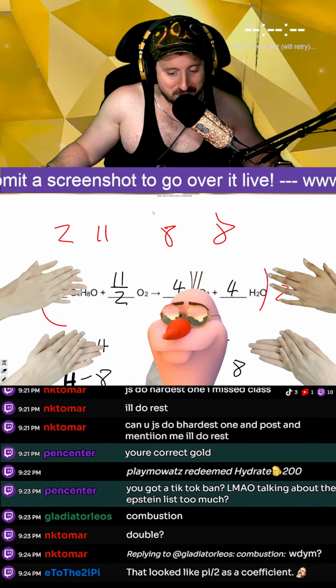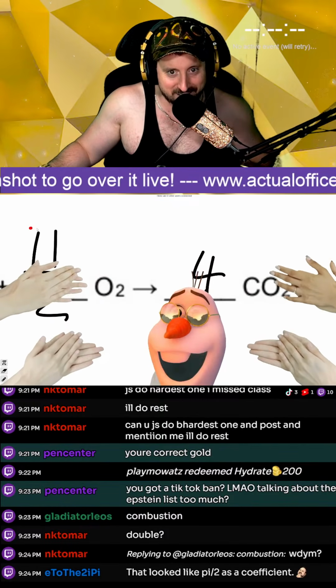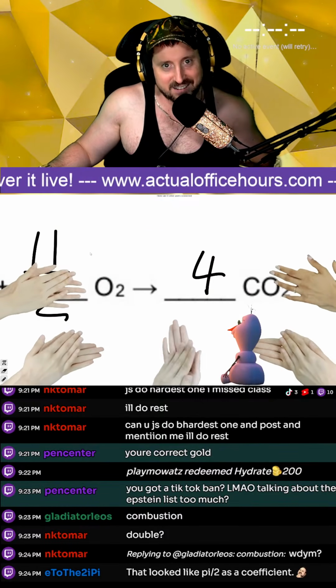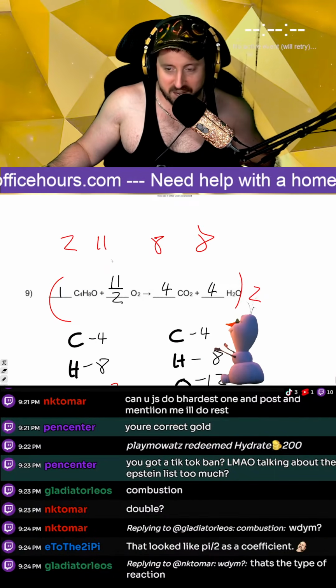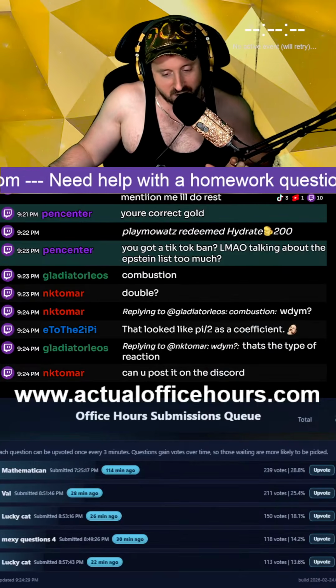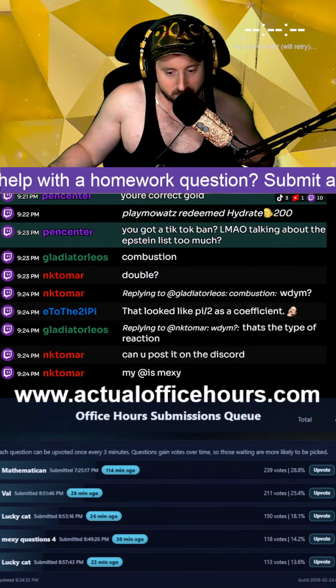Does that look like a pi over 2 coefficient? Yeah, it's missing the little hat here. That's a combustion reaction, because it's oxygen plus hydrocarbons equals CO2 and water.